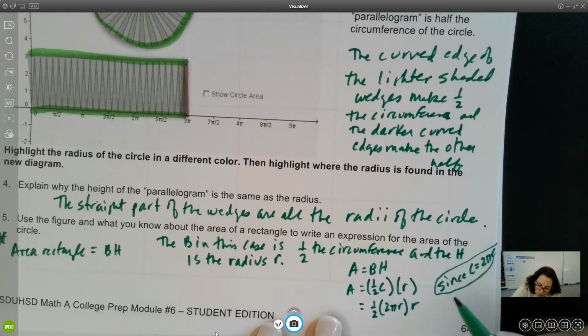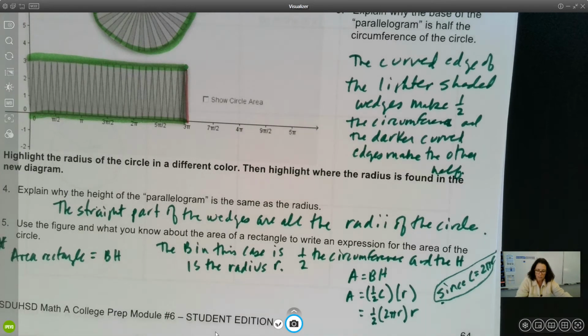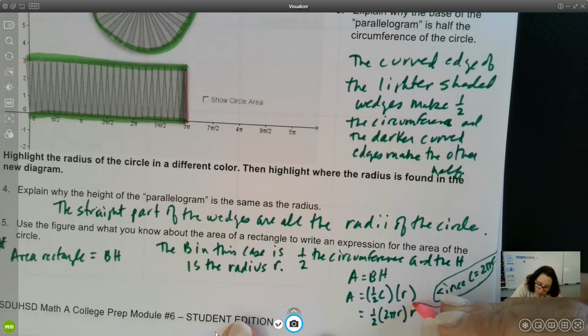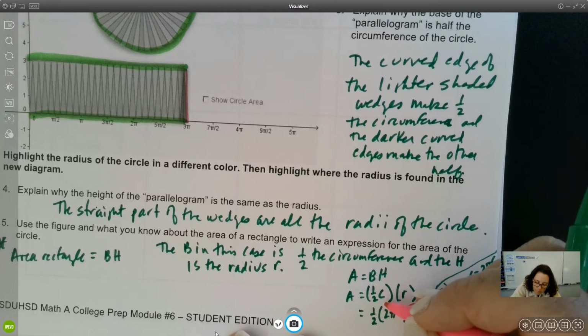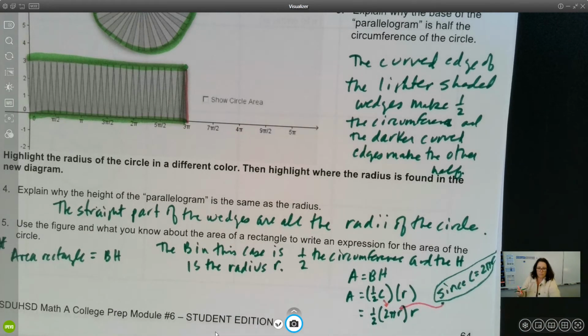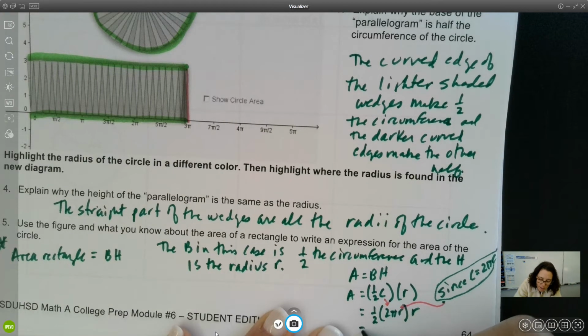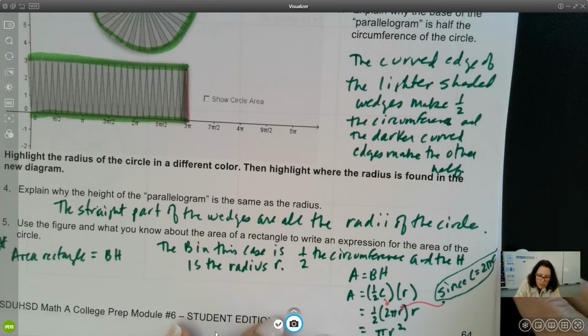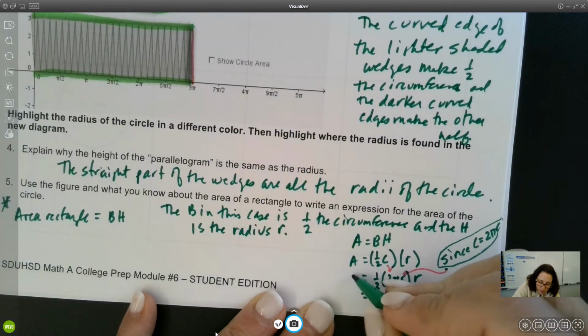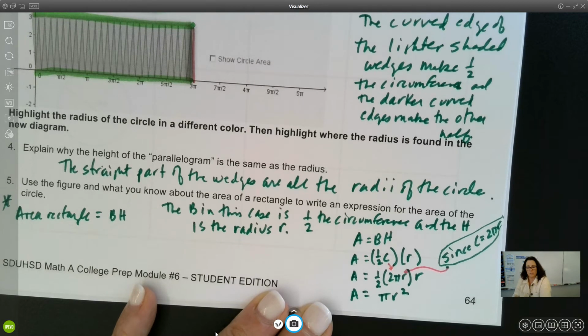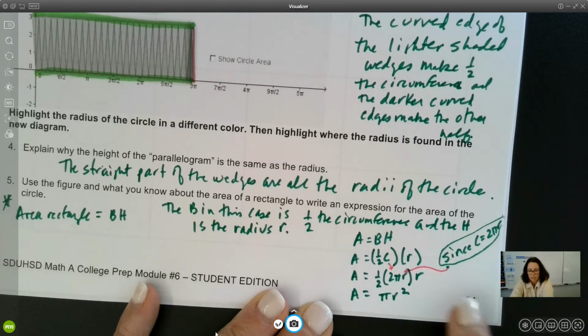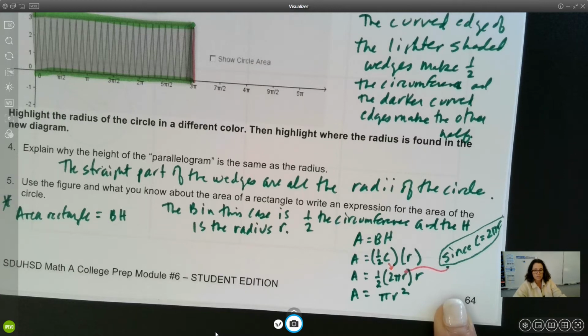So this is, let me do a pink color. Okay, so half of 2 is 1. Pi R times R is pi R squared. That's where the formula for the area of a circle comes from. It's important to see where this comes from. I'm sure in elementary school, if you did anything with areas of circles, you were just told A equals pi R squared. Okay, well, that's where it comes from.